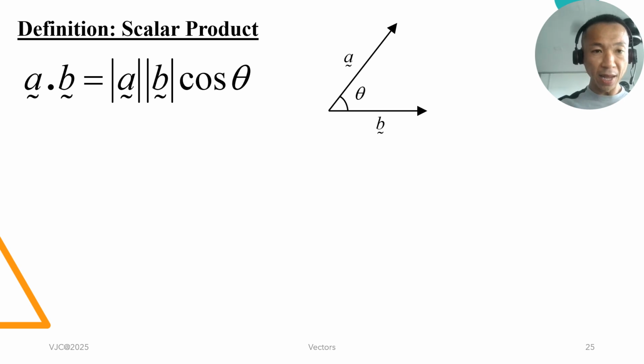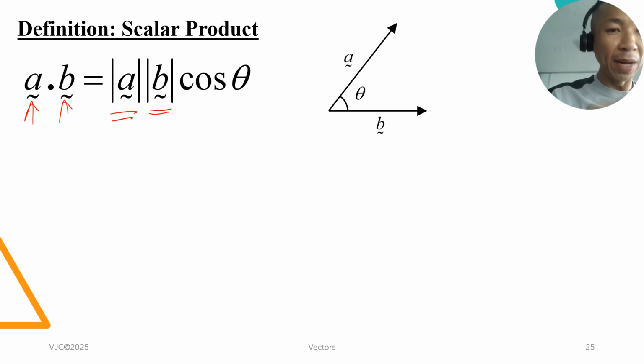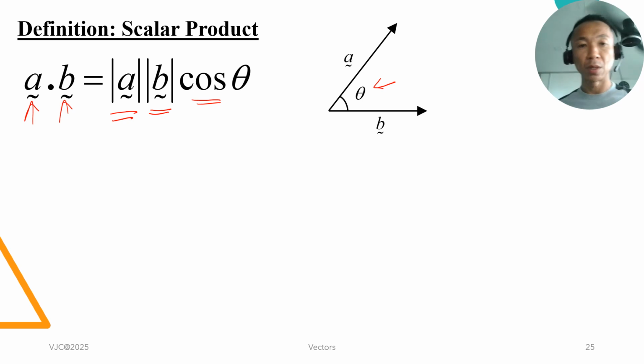If I take any two vectors like that, if I dot any two vectors, the definition is such that it is the magnitude of A times the magnitude of B multiplied by the cosine of the angle between the two vectors here.